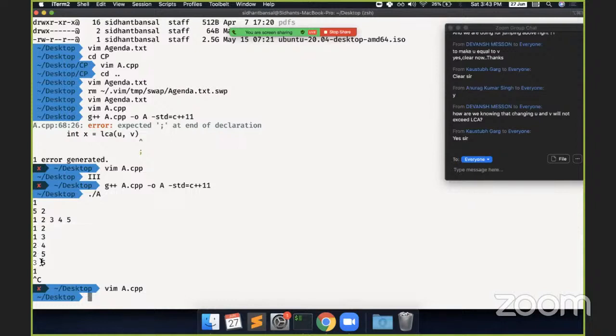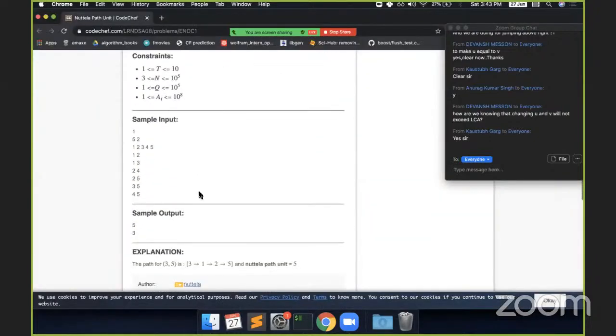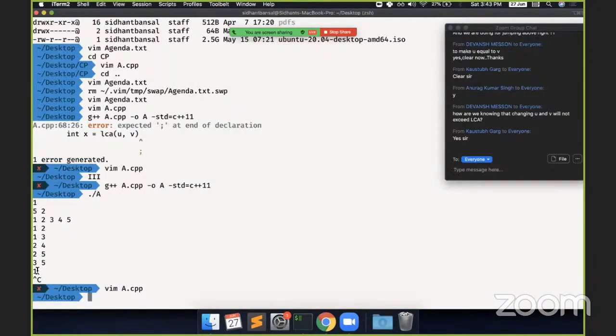So what's the LCA of 3 and 5? Think about it. The LCA of 3 and 5 is actually 1, which we did print out correctly. Right now, we are not actually tackling the original question, which is asking the XOR value of the path. We are just saying, what's the LCA of 3, 5?